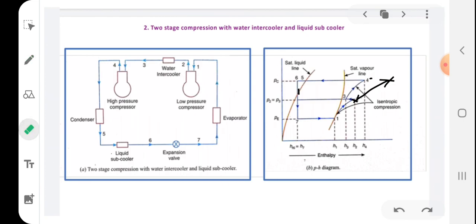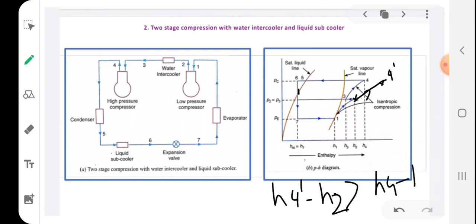Suppose, okay, I will show you once more. Suppose from 2 to some 4 dash I am compressing without intercooling. So work, H4 dash minus H2 will be greater than H4 minus H3. So the work here will be higher than the work in this case. So students, naturally when you look at pH diagrams, these pH charts will be available in a reference data book.